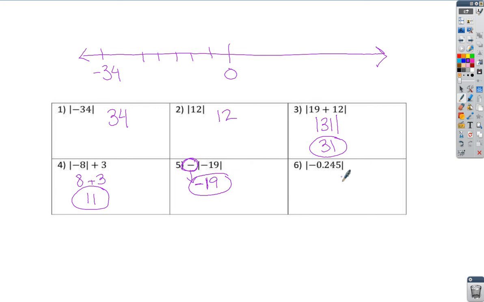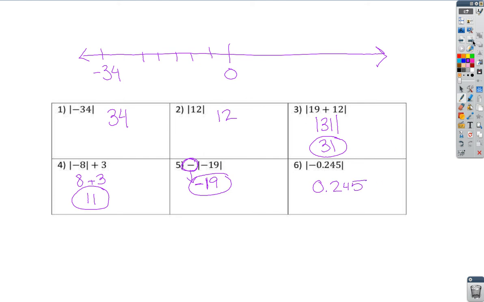And this last one, I want you to go ahead and solve this problem. Hit play when you are finished. Pause the video. Okay, we need to take the absolute value of negative 0.245, and that is the distance 0.245 is from 0. So the absolute value is 0.245.